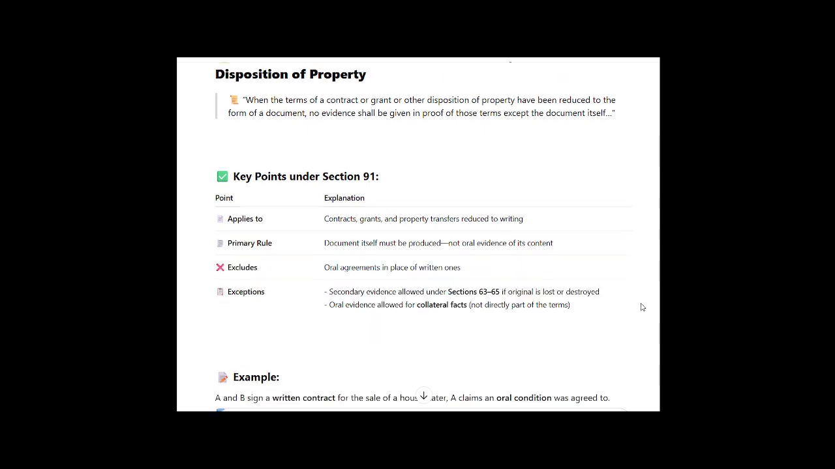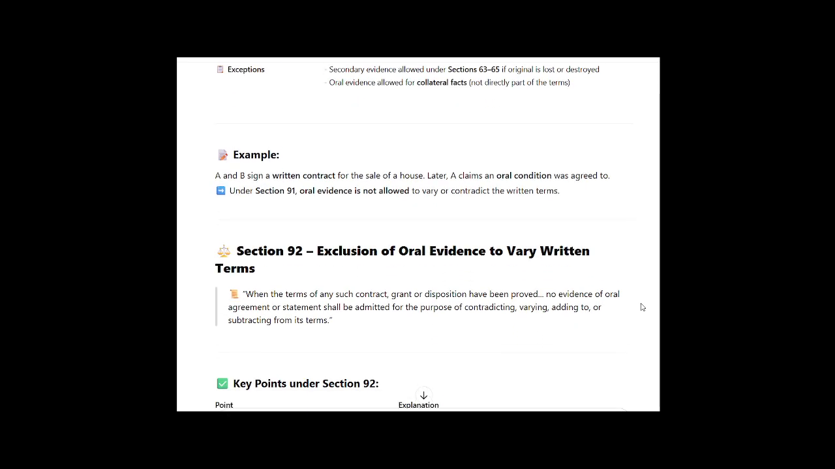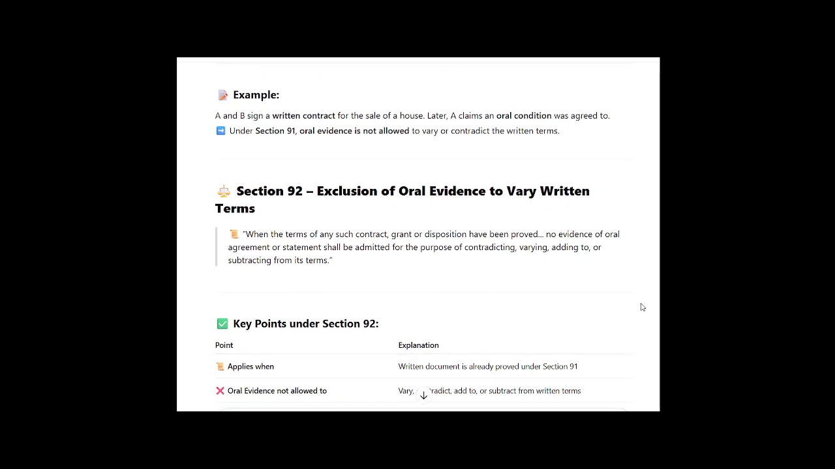Example: A and B sign a written contract for the sale of a house. Later, A claims an oral condition was agreed to. Under Section 91, oral evidence is not allowed to vary or contradict the written terms.